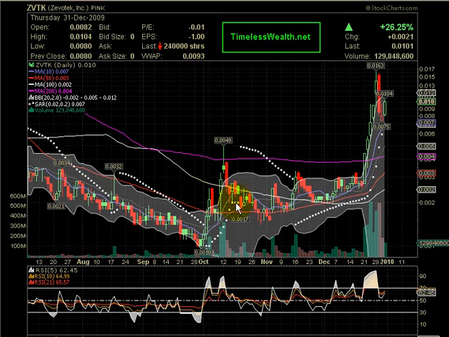I'd like to offer some additional notes on the price action concerning Zevotek Incorporated, following several videos issued back in late 2009. Last time I talked about ZVTK, we came off this nasty retracement where the price declined some 40% after hitting and testing resistance at 1 6/10 of a cent.